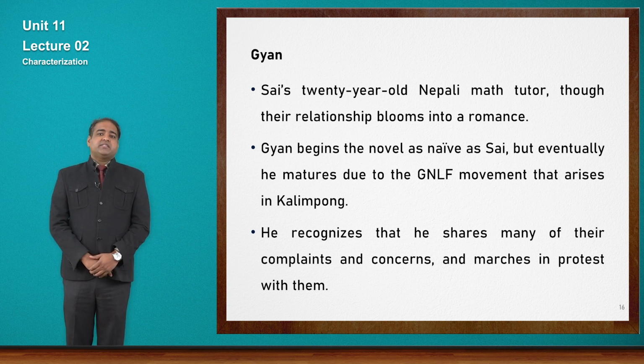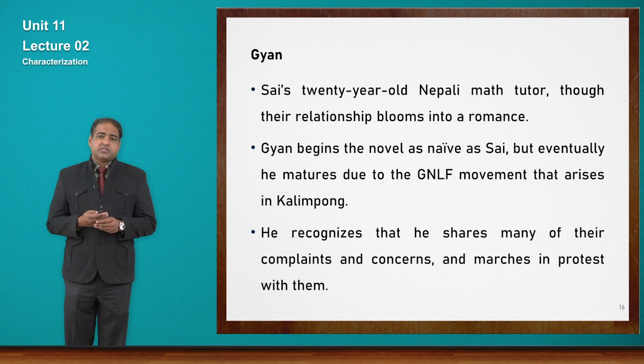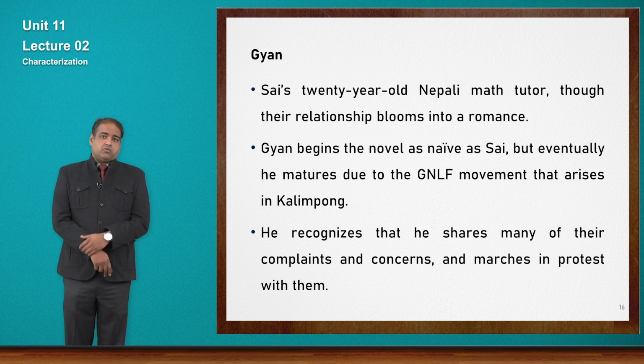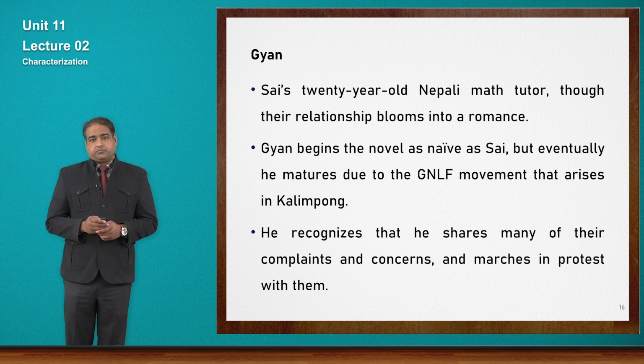He recognizes that he shares many of their complaints and concerns and marches in protest with them. So when this person Gyan hears that the people in the GNLF movement are addressing their complaints, Gyan thinks that he had similar kind of complaints. He had similar kind of concerns. So why can't he join this group and become a revolutionary?